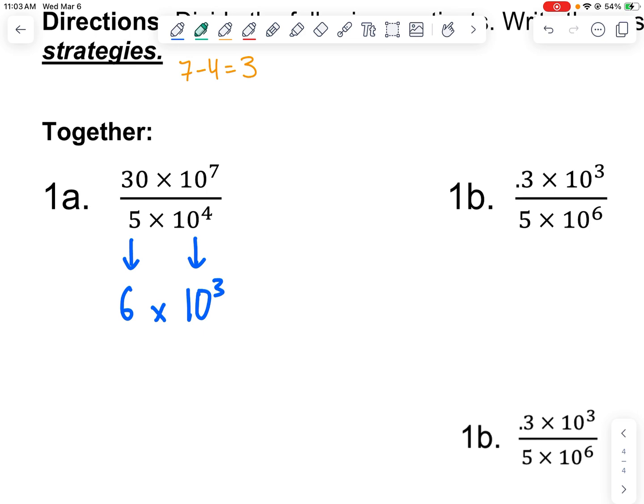But my favorite way to do this is to cross off 10 to the 4th and write it as 10 to the negative 4th in my numerator. Once all my 10s are in my numerator, I know that I can add my exponents together, and I find that we make fewer errors that way.